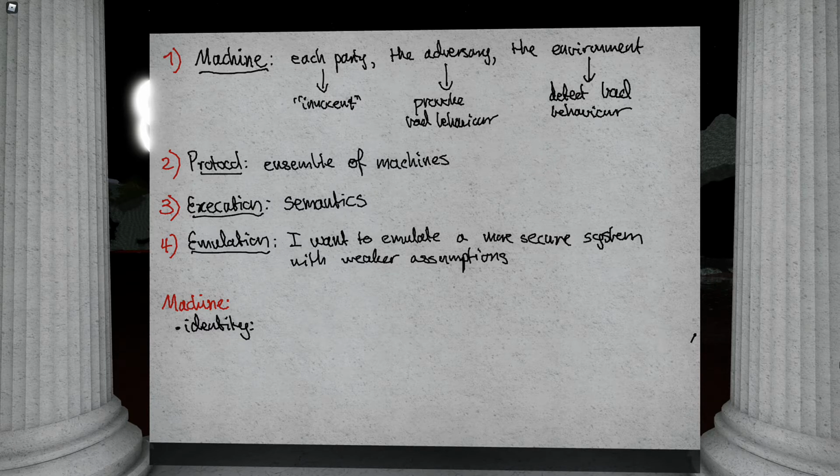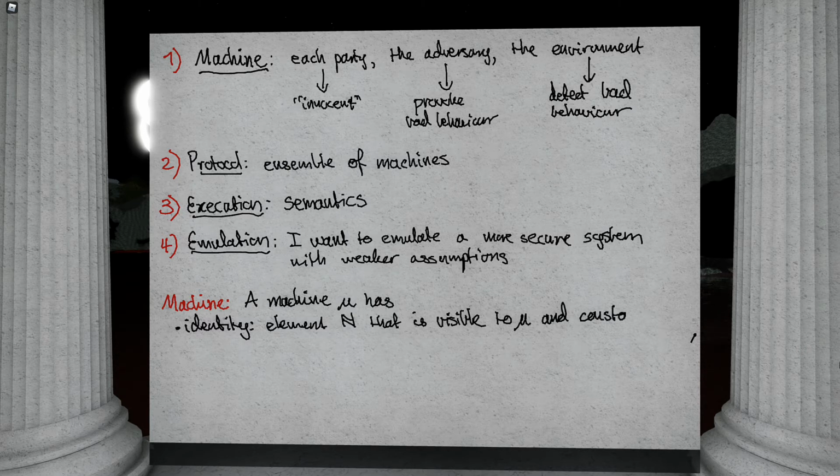We're going to call our machine mu because we are very creative. So the identity is, if you like, an element of the natural numbers, but the choice of the set, of course, is arbitrary. And it's visible to mu. So whatever computational model we're using, it can somehow know what its identity is. And it's got to be constant. So throughout the whole execution, the identity cannot change.